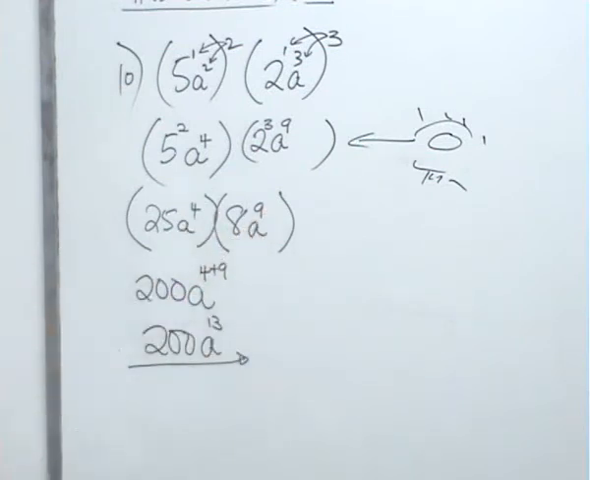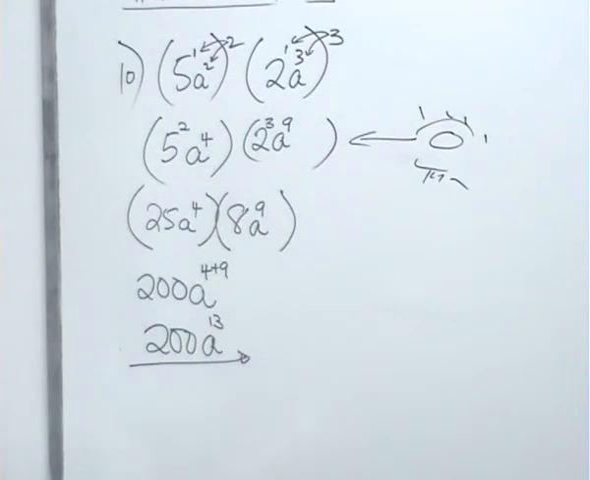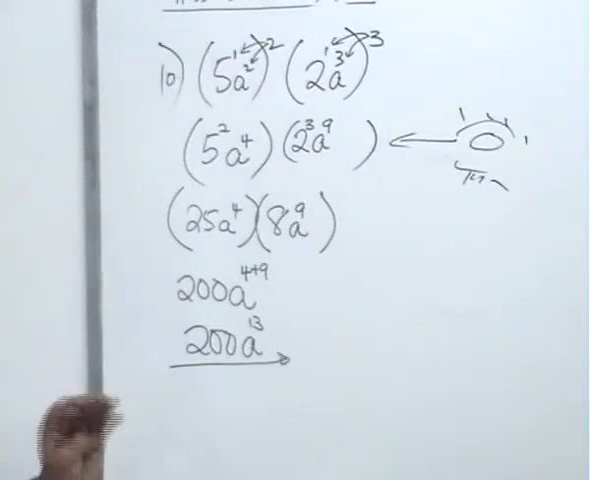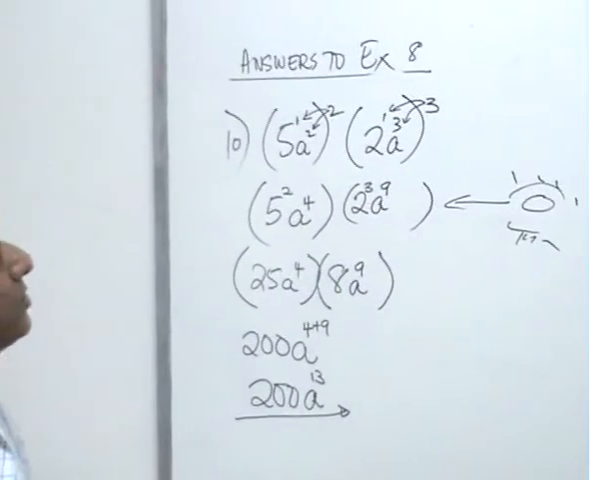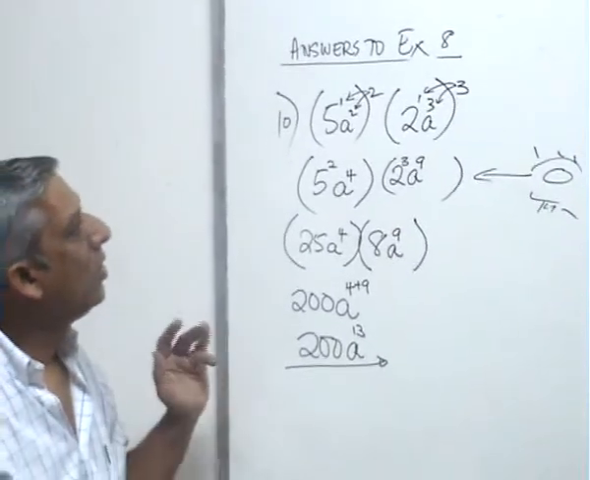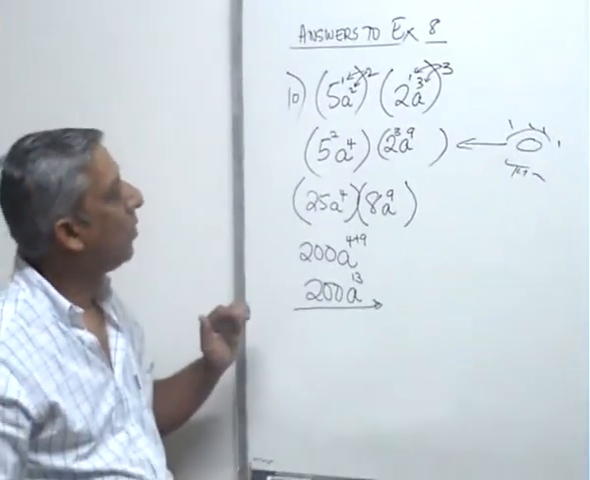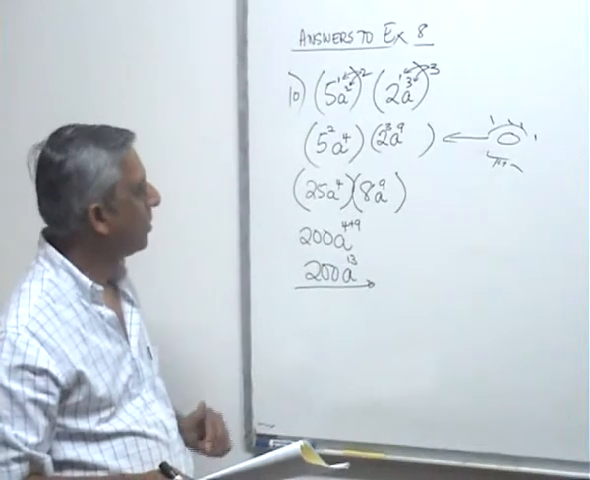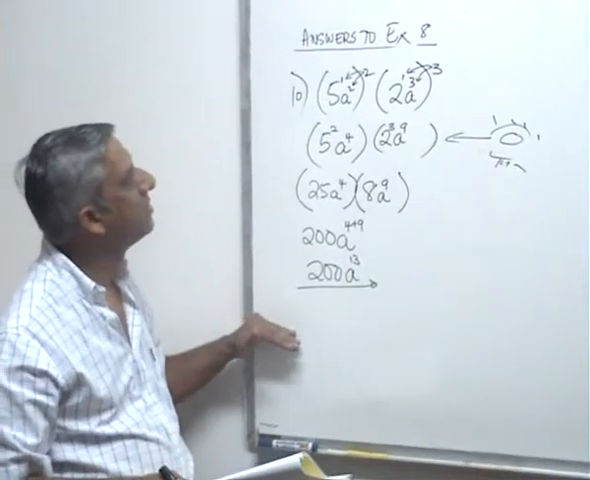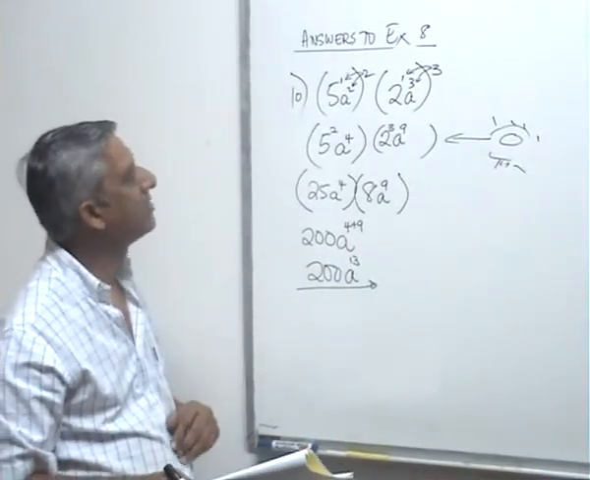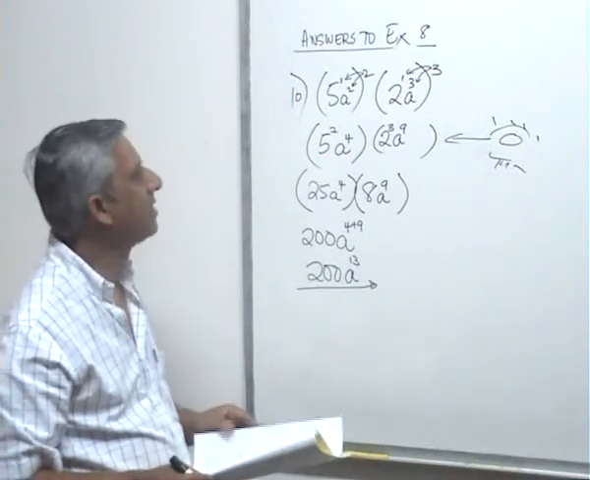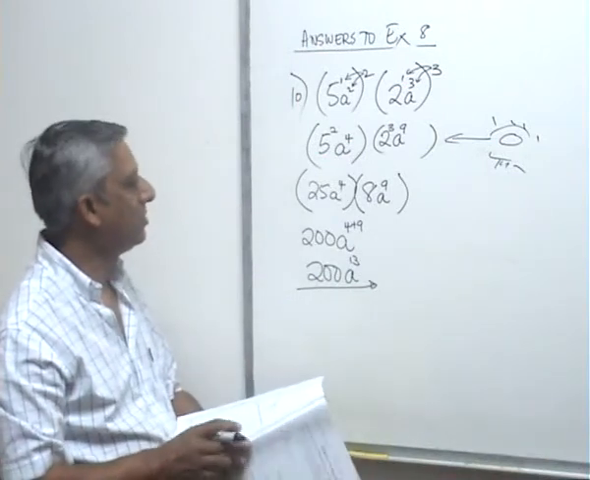Alright, so that brings us to the end of exercise 8. Now in the next exercise that you're going to get, in exercise 9, you're going to use all 3 laws together. It's going to be either the multiplication law, or the division law, or the power to power law. So once you finish marking this, then you can have a look at exercise 9, and you're going to try exercise 9 where you're going to use all 3 laws one time.